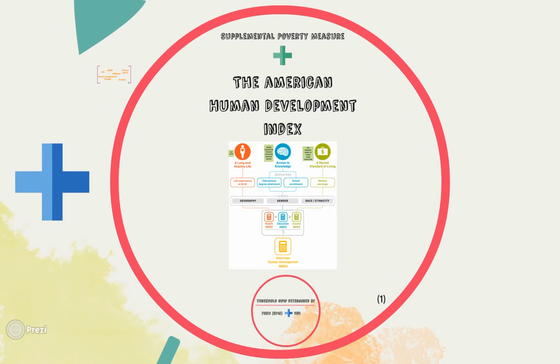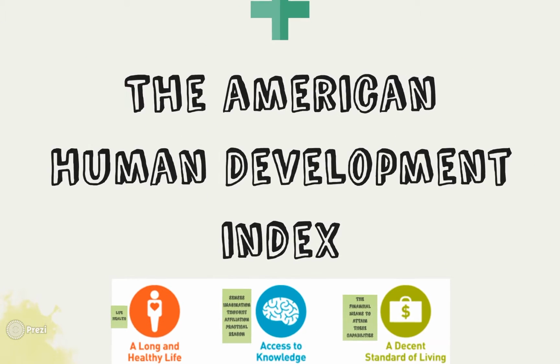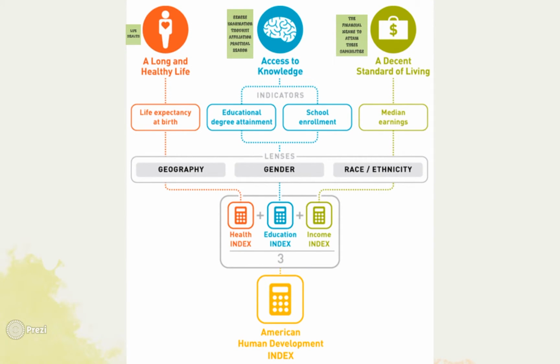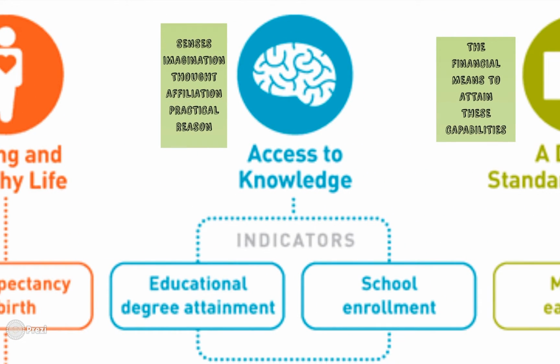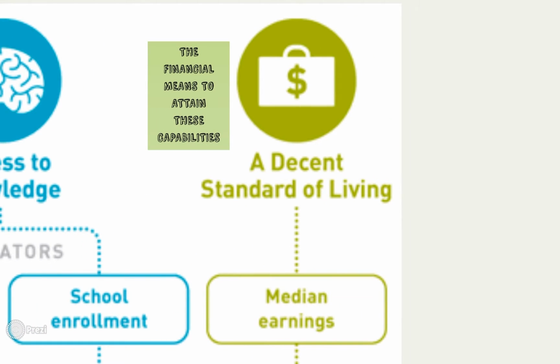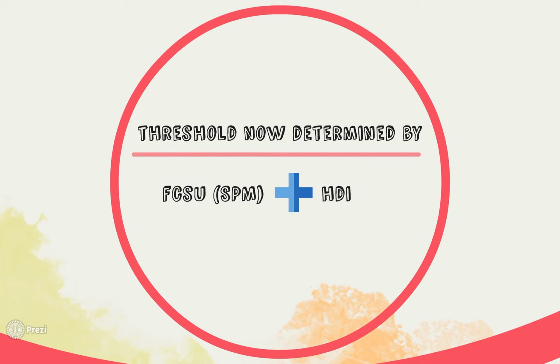Poverty should be measured using the Supplemental Poverty Measure, in addition to the American Human Development Index. The Human Development Index allows us to incorporate a person's capabilities into the SPM. This includes a long and healthy life, access to knowledge, and, as our original definition calls for, the financial means to attain these capabilities. The threshold is now determined by the food, clothing, shelter, and utility needs as defined by the SPM, plus the capabilities as measured by the Human Development Index.